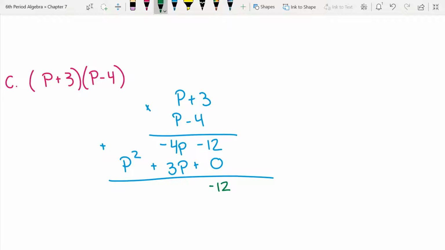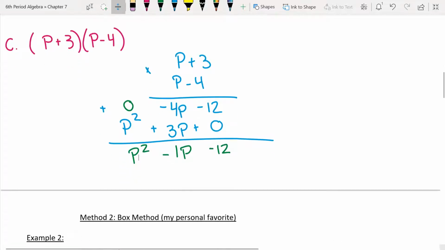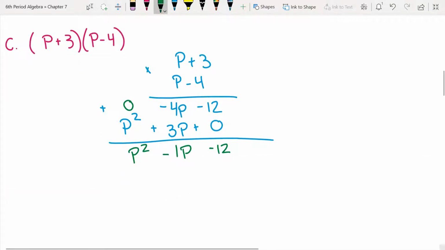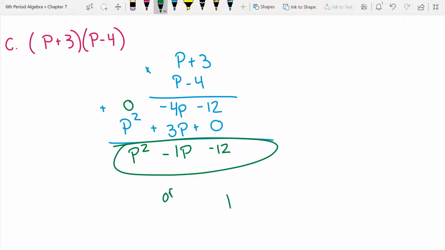Negative 4p plus 3p, well, this is a negative, technically 1p, so I'll put in the 1 for right now. There is no other term that has a p squared, so I'm going to put in a placeholder of 0, and 0 plus p squared is p squared. Now, this is an appropriate way to write your answer. You could keep this actual 1 in front of the variable p. It's not necessary, but it's not wrong, and so I'll show you can leave your answer like this, or more than likely what you'd see it as is p squared minus p minus 12.